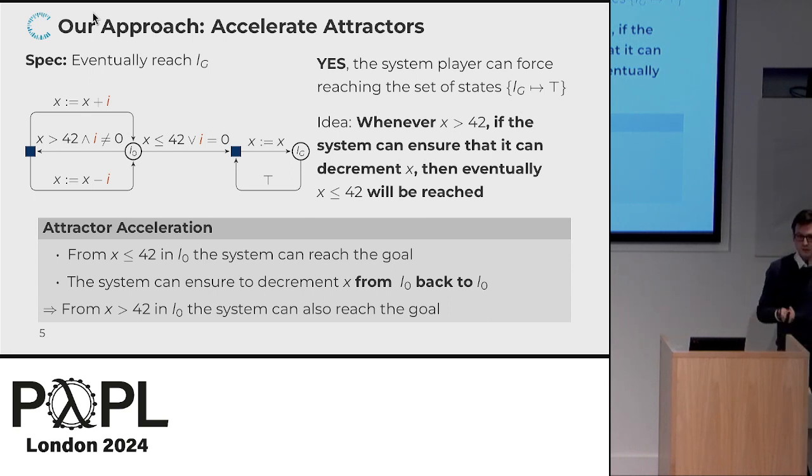So what we want to do, on a very high level, is: we know if x is smaller or equal than 42 in L0, we can reach the goal. And if it's not, we can go from L0 back to L0, perform some kind of loop, not a real loop, but some iteration, and in this way decrement. And once we have decremented, if we can iterate that, at some point we will reach x smaller or equal than 42. So we can also reach from x greater than 42.